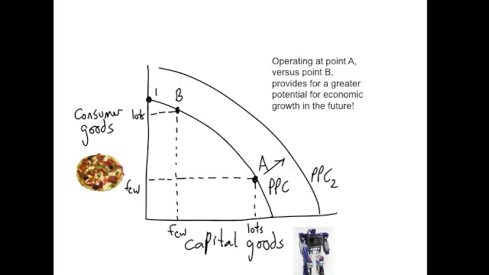At point B, they're operating where they're making lots of consumer goods, which are like eaten up, yum yum, and then gone, and very few capital goods. But at point A, they are operating where they're making fewer consumer goods, but more capital goods. If you make more capital goods today, those capital goods, like robots and stuff, can be used to make more capital goods and consumer goods in the future. You have a greater chance of economic growth when you operate at point A than your growth rate will be when you operate at point B.